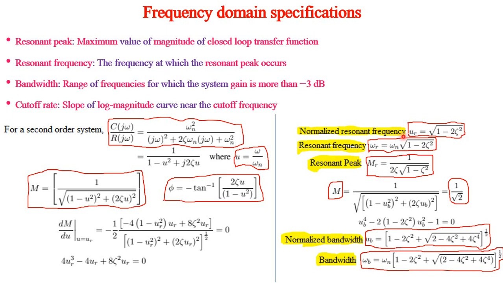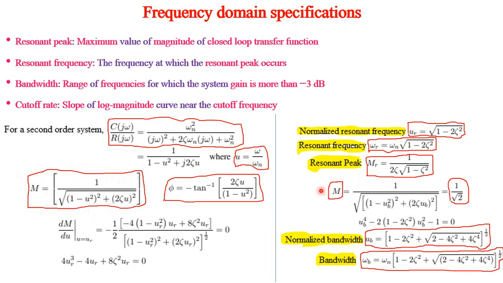So u is equal to omega by omega n, therefore ur is omega r by omega n, therefore omega r is equal to omega n root of 1 minus 2 zeta square. If we substitute this ur in the expression for M and then simplify, we will get Mr. That Mr is 1 by 2 zeta root of 1 minus zeta square.